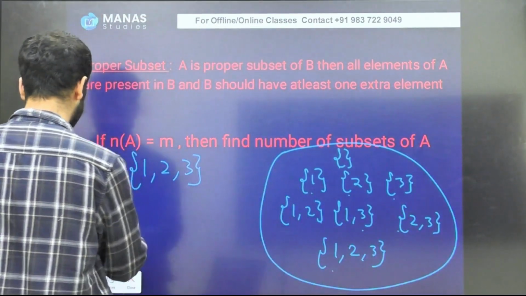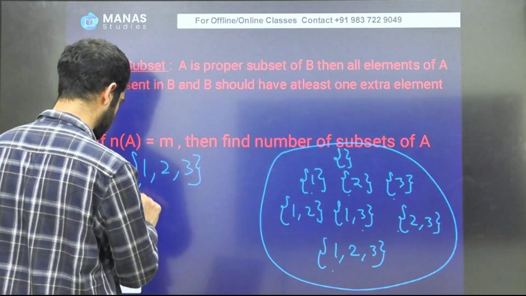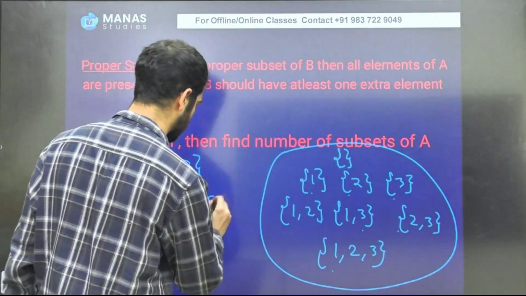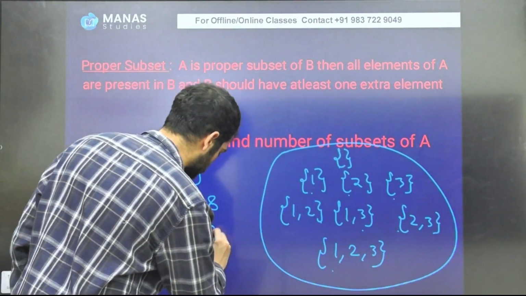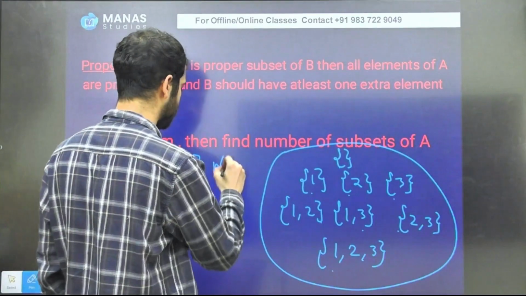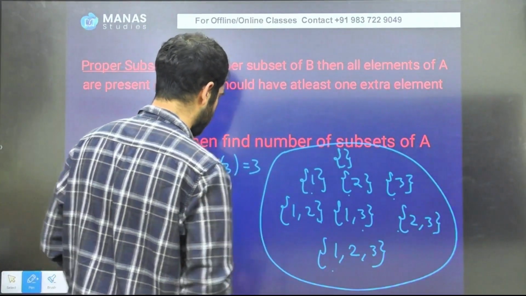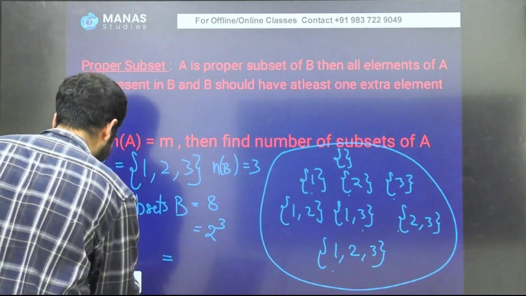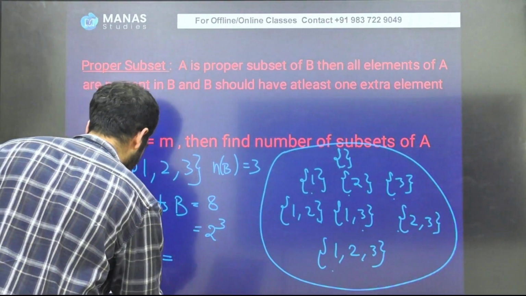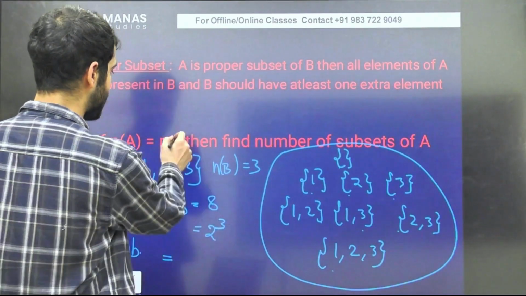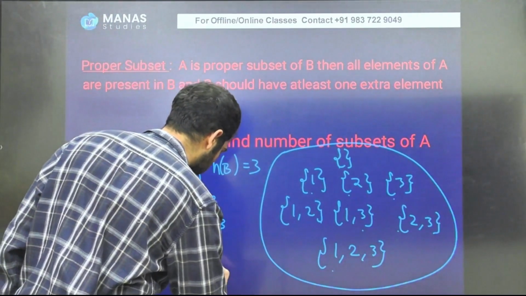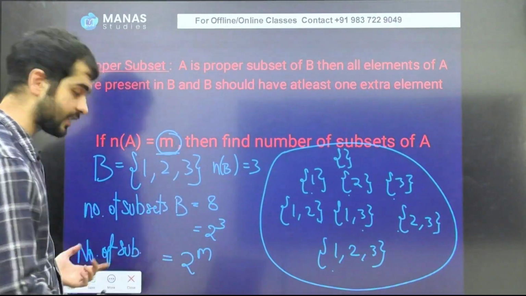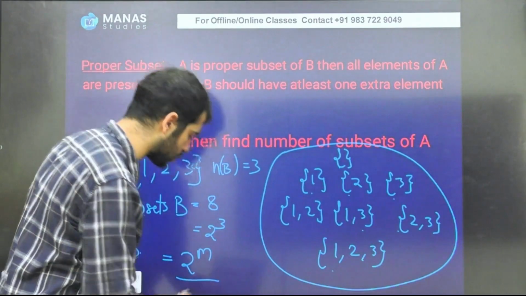So the number of subsets of set B is equal to 8. This can be written as 2 to the power 3. Over here the cardinal number was 3. So the general formula can be written as: the number of subsets for any set which has m elements is 2 to the power m. So if a set A has the number of elements as m, then we can say that the number of subsets will be equal to 2 to the power m.